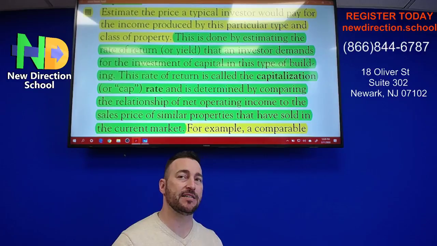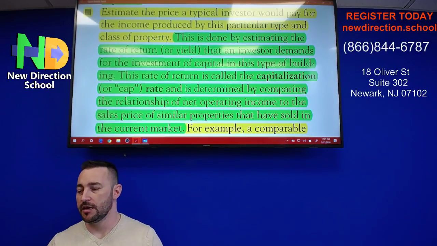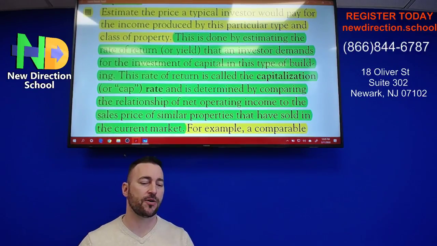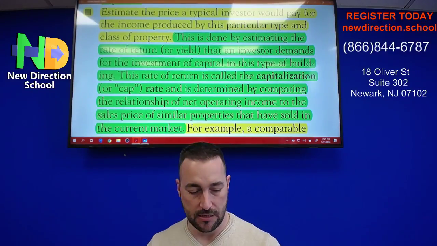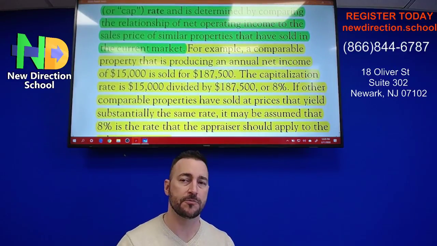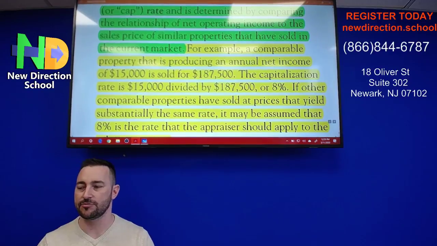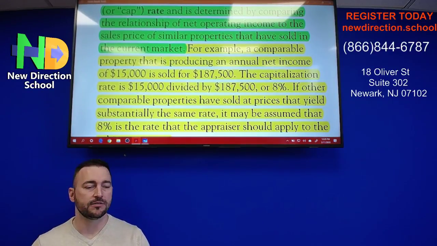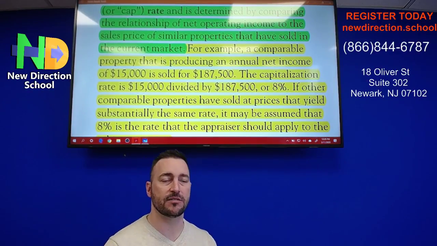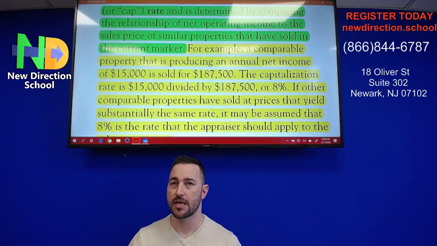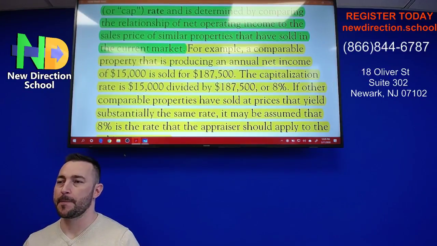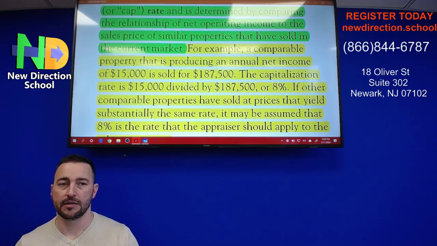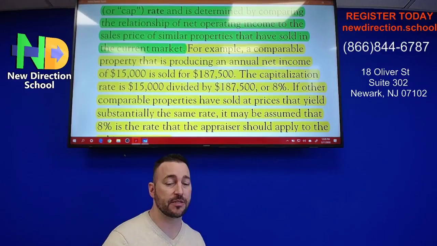And this is determined by comparing the relationship of net operating income to the sales price of similar properties that have sold in the current market. For example, a comparable property that is producing an annual net income of $15,000 is sold for $187,500. The capitalization rate is the net income, $15,000, divided by the sales price, $187,500. What is the cap rate? 8%. Okay? So for this particular property, the cap rate is 8%.